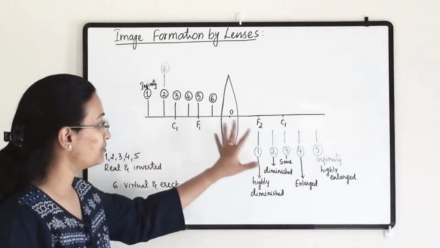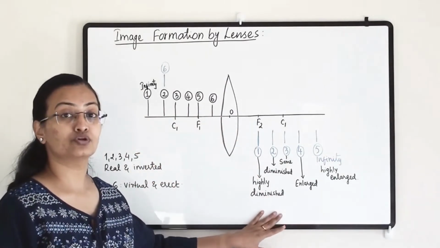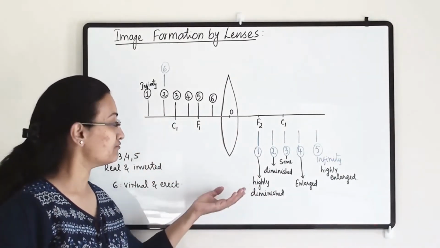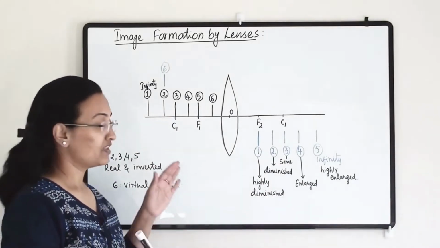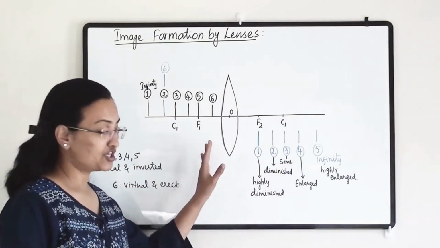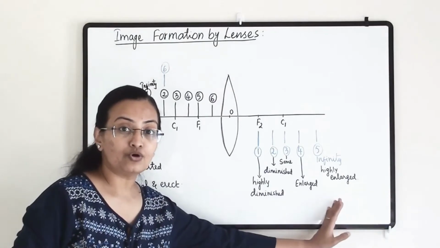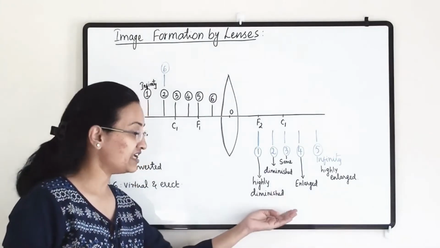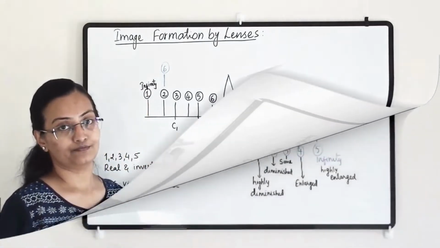So if you remember like this, all the cases for the convex lens, it will be very easy for you to remember what all the positions of the object are, what all the positions of the image are, and the nature and size of the image.